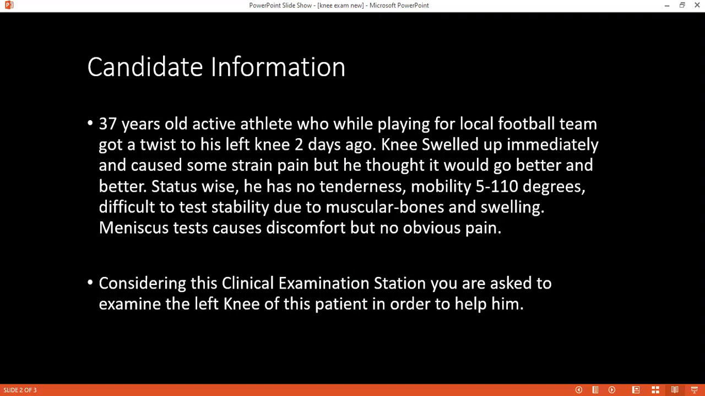After confirming the patient's name and age, and taking consent, I want to expose the patient. I'll ask him to only put on his shorts, so he's going to take off any trousers.